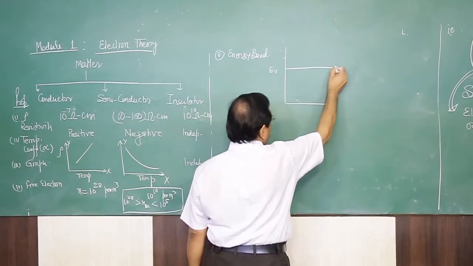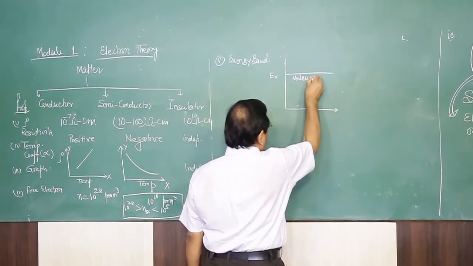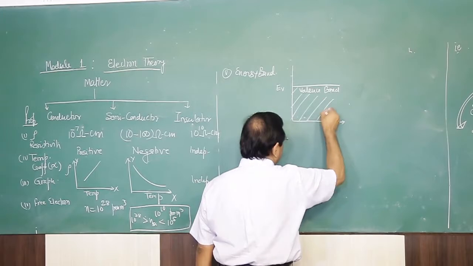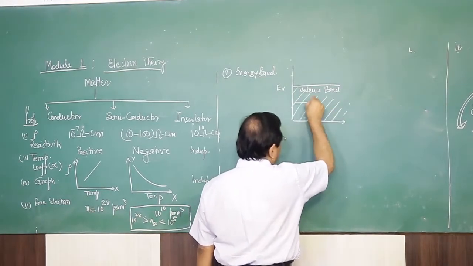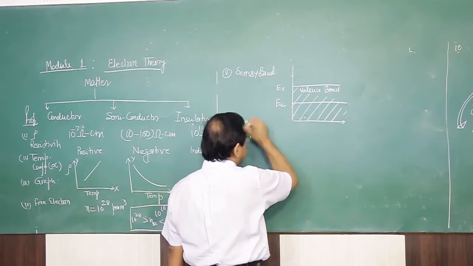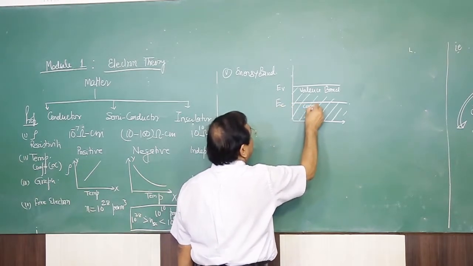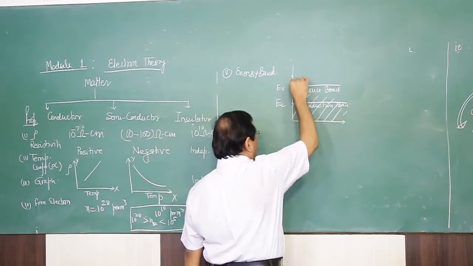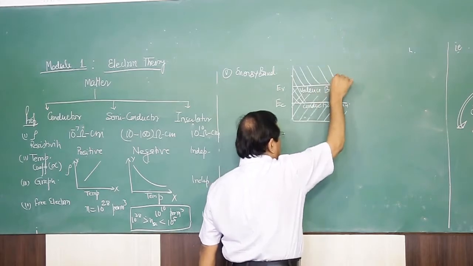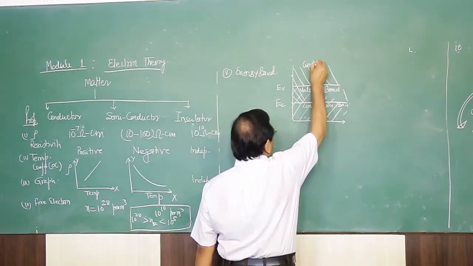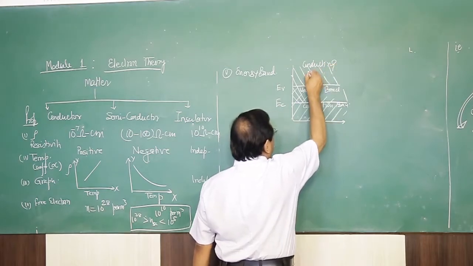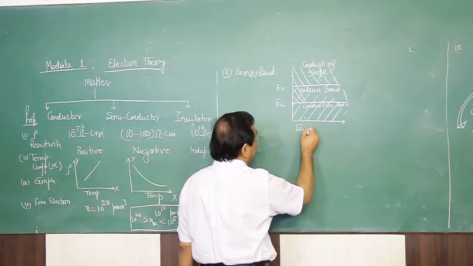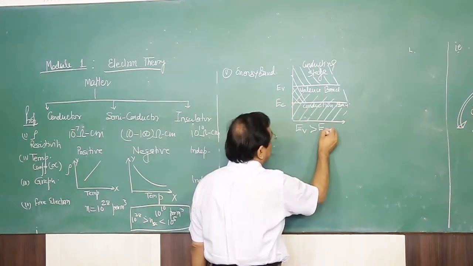EV, that is valence band which is filled something like this, and this is EC, it is conduction band. That is, here it is conducting stage. So, in this case EV is greater than EC.